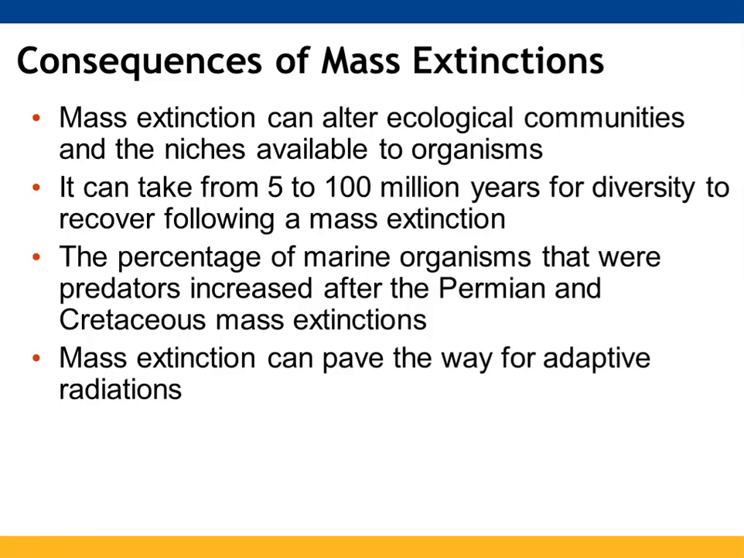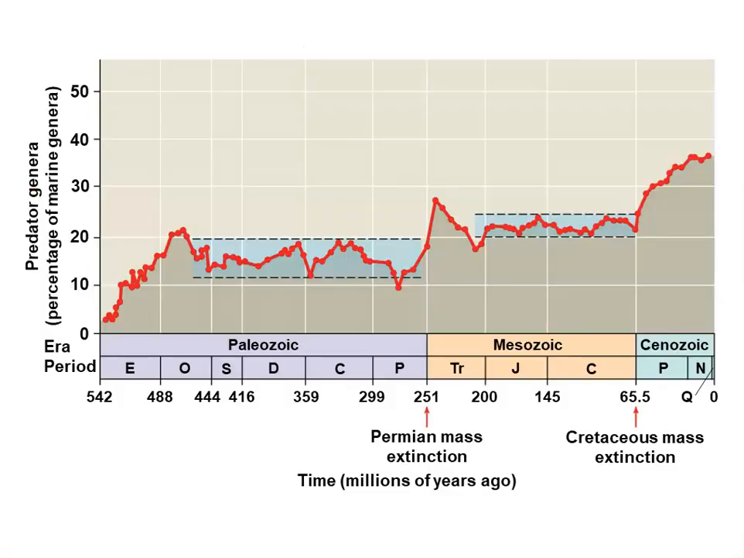It can take anywhere from 5 to 100 million years for the diversity that's present to recover from one of these extinction events. The percentage of marine organisms that were predators increased both after the Permian and the Cretaceous mass extinction. And these extinction events can lead the way for adaptive radiation. So there you see the peaks with the predators.